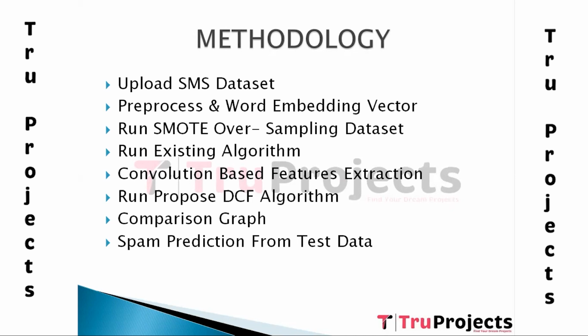Seventh module, comparison graph. Using this module, we will plot a comparison graph of accuracy between all the algorithms. And eighth module, spam prediction from test dataset. Using this module, we will upload the test dataset messages and then the DCF, Deep Convolution Forest algorithm, will predict those messages as spam and ham.